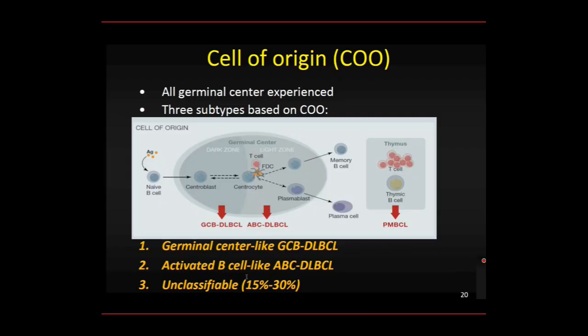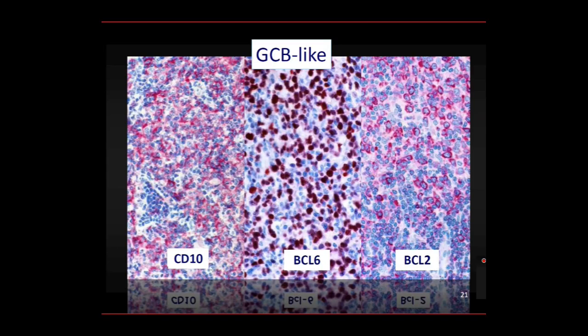25, 30% of cases, we do not assign to either group. They are quite heterogeneous, not corresponding to a normal counterpart, and so we call them unclassified. Importantly, unclassifiable, they behave badly like ABC lymphomas. So not only we don't know what they are, but they are also difficult to be treated.